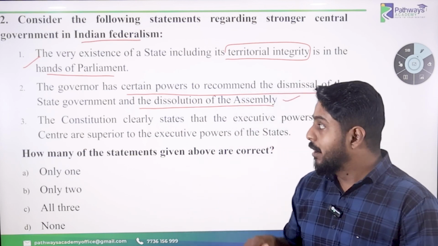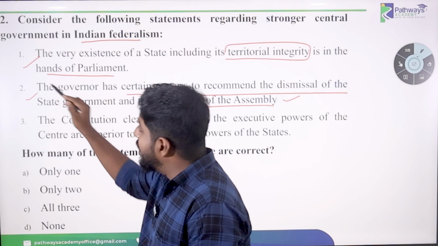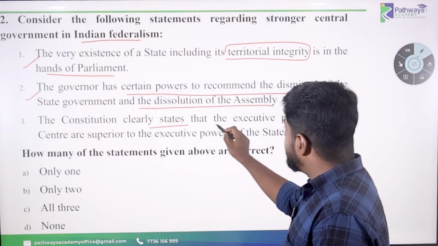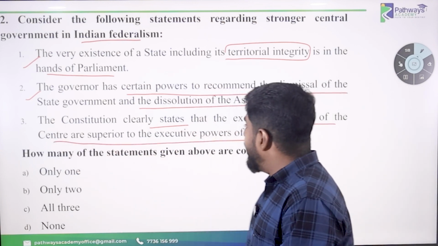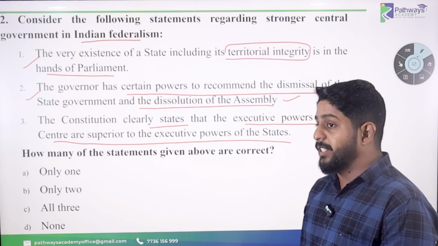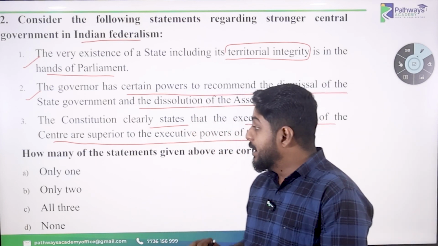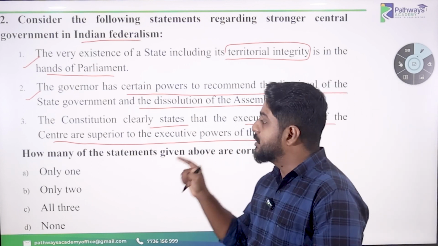The state government, or the governor is the constitutional head of the state government, and the governor has certain powers, right? The constitution clearly states that the executive powers of the center are superior to the executive powers of the state. Wonderful. There is absolutely no doubt, my dear friends. The executive powers of the center are superior to the executive powers of the state.